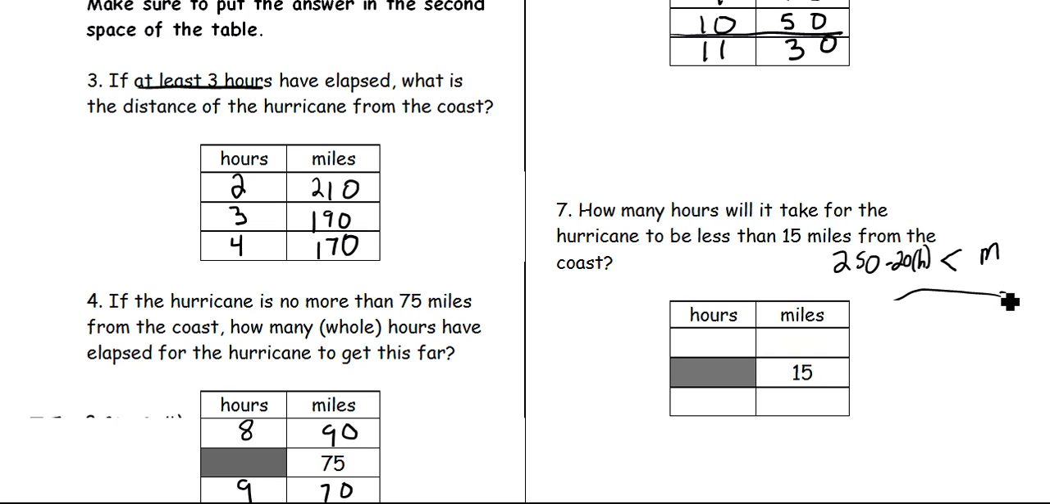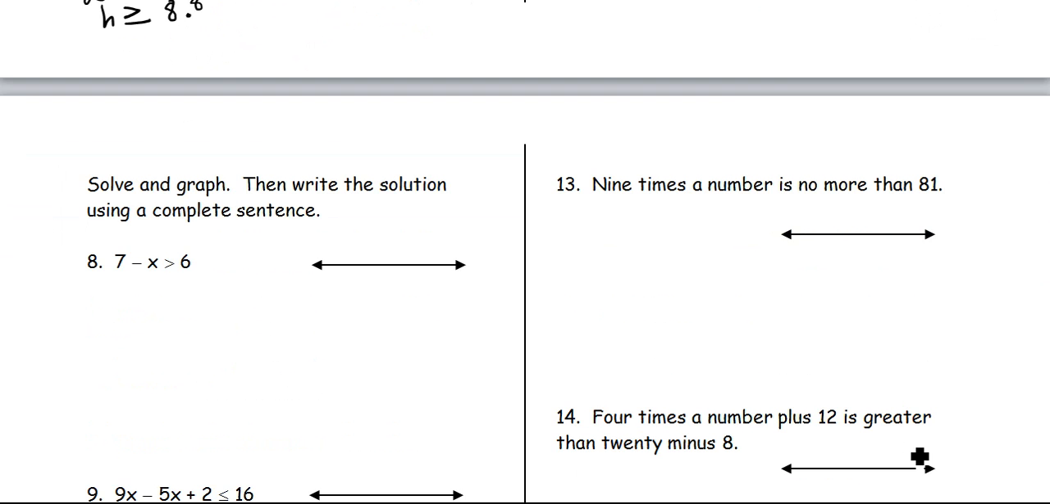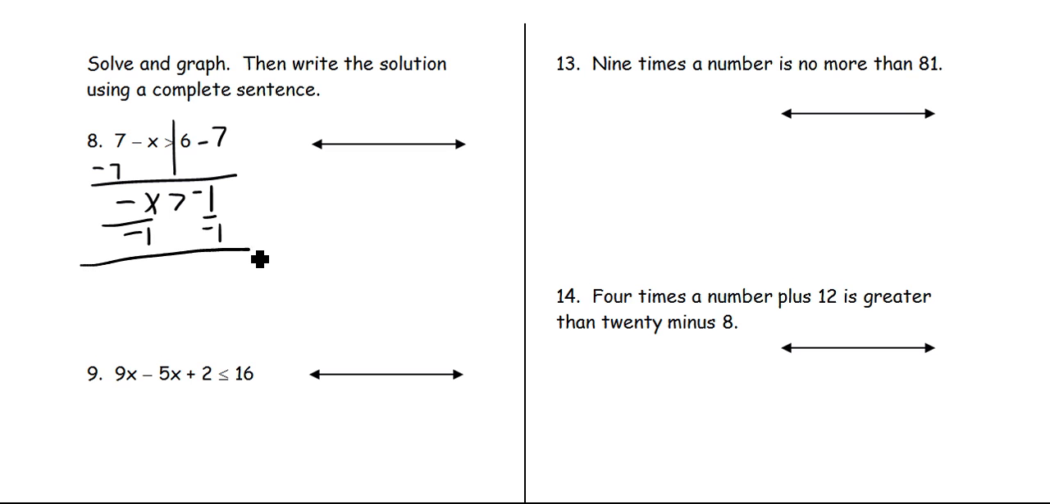Now, we are not going to do, if you have the second page, this is all a repeat from what you did before. You can dig out your old notes, look at this. Just as an example, number 8, I would solve this. Minus 7, negative x is greater than negative 1. Divide everything by negative 1 to make it a positive number. Remember, when you divide by a negative, you change the sign. X is less than 1.